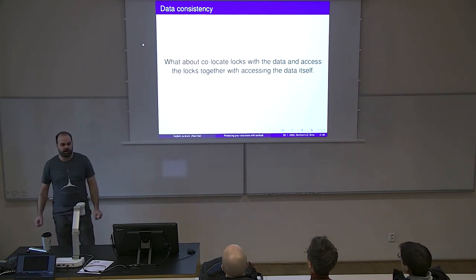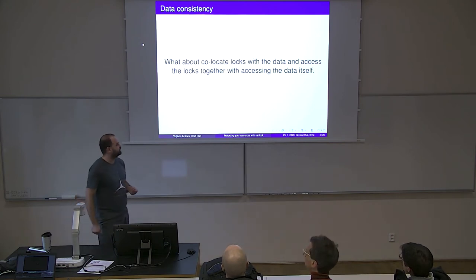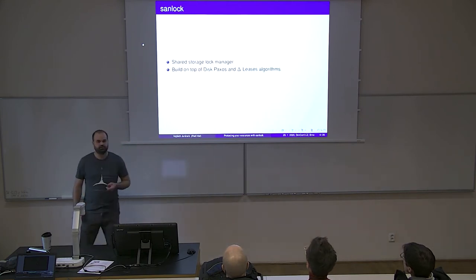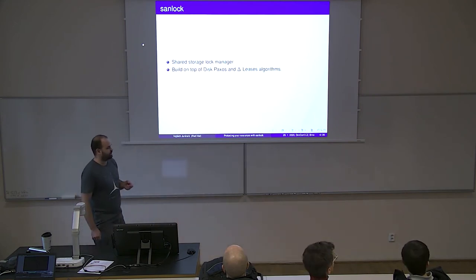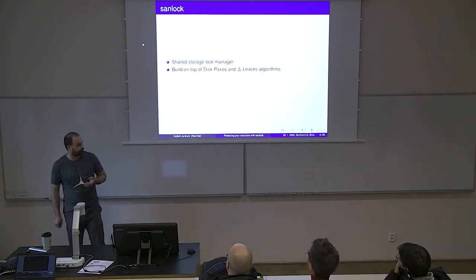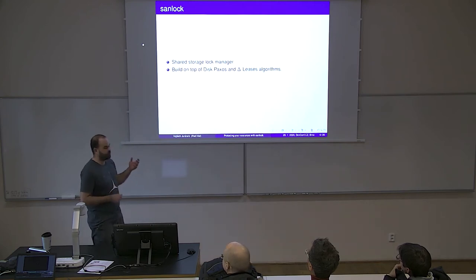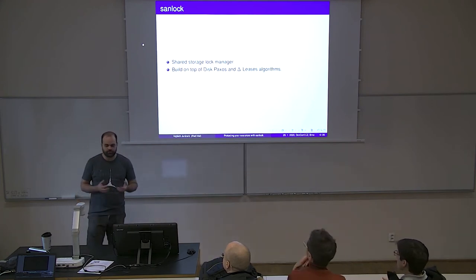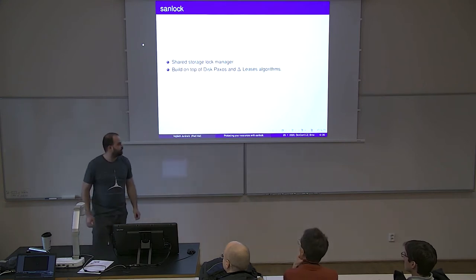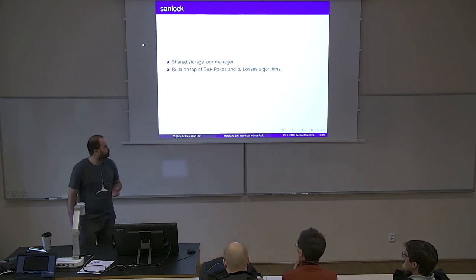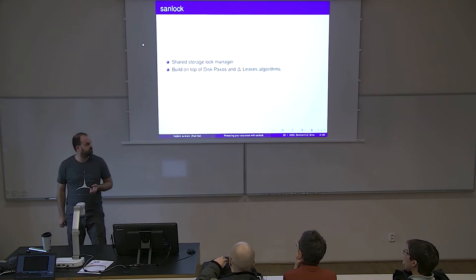And maybe you can come up with the idea to somehow collocate the locks directly with the data the locks are trying to protect. And this is actually what sanlock does. It's a lock manager which uses shared storage for its processing and keeping the locks. Of course, you don't have to use the locks provided by sanlock only to protect data. You can use these locks for whatever you want, but using them for protecting the data on the shared storage is probably the most typical usage. And sanlock is built upon two algorithms: disk Paxos and Delta Leases.